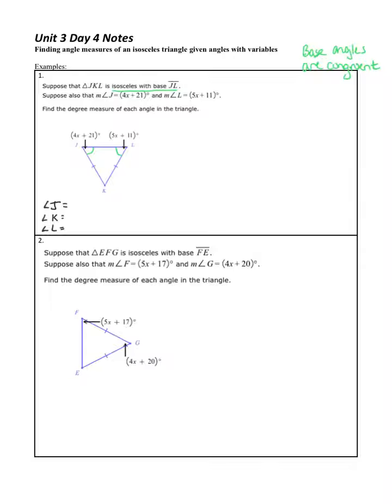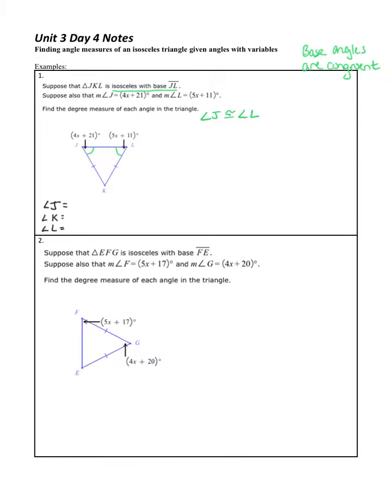Let's analyze. Do we have a numerical measurement for either of those angles? We do not. Can we add those two angles and the mysterious angle K to get 180? Well, we can, but we don't even have a variable for angle K. But we do know that angle J is congruent to angle L.